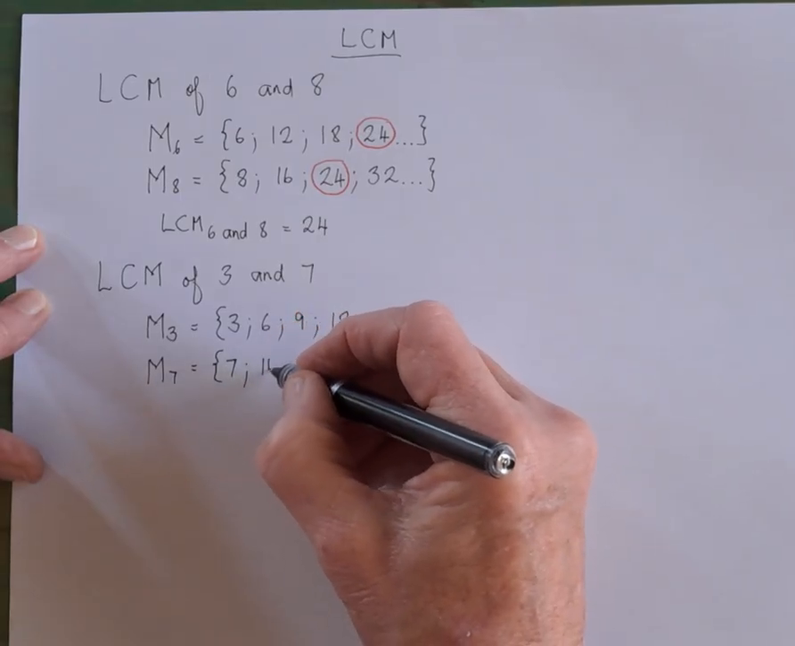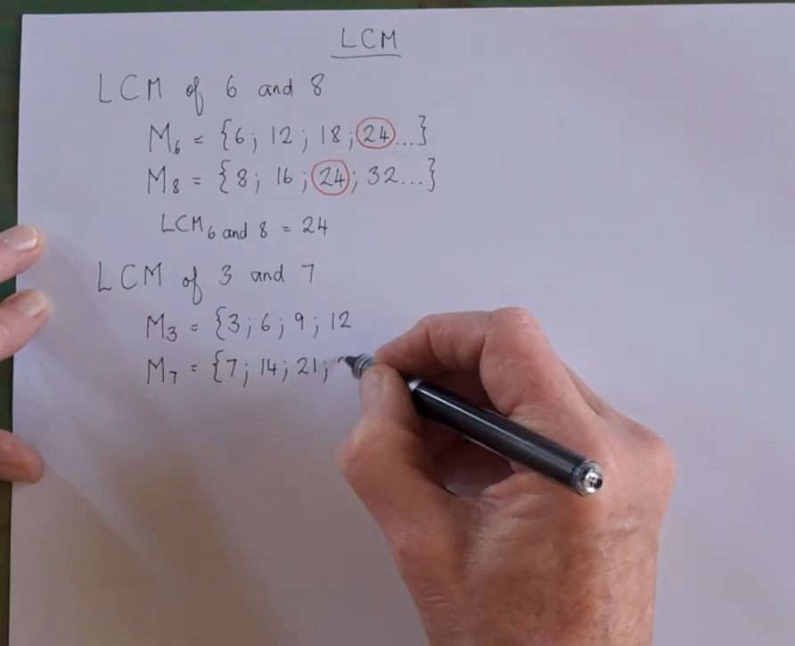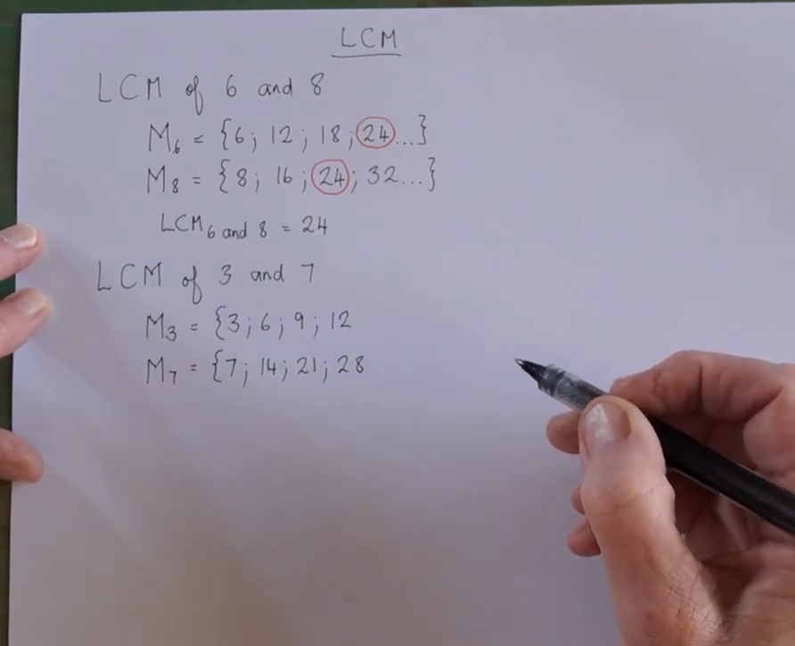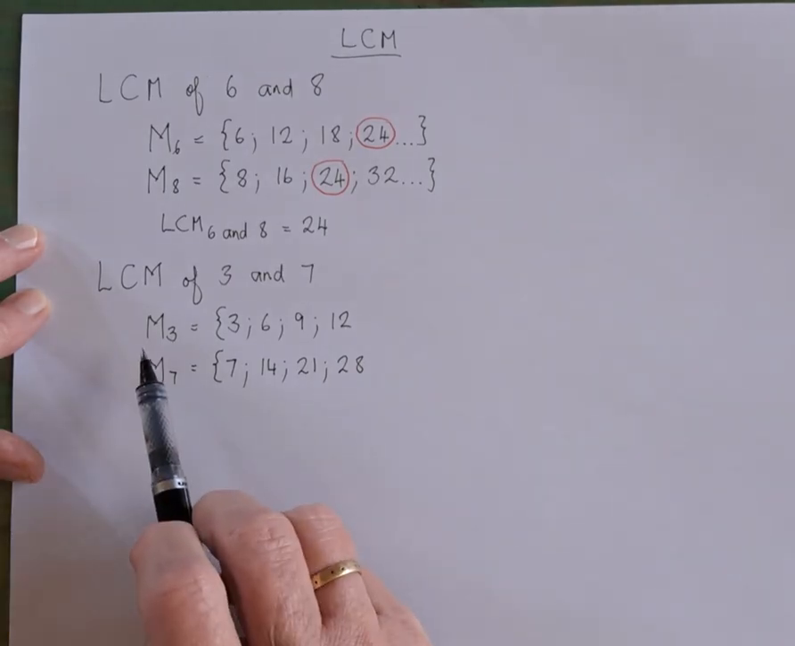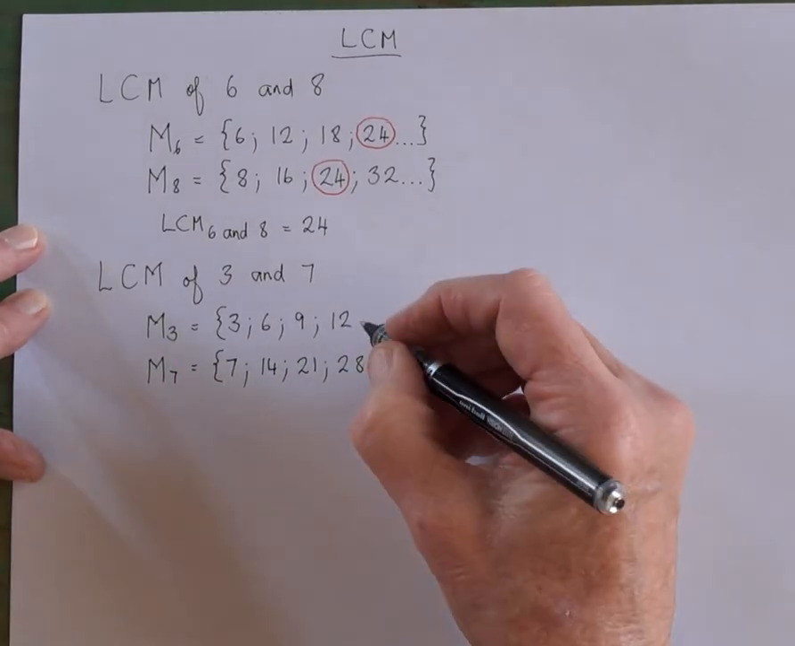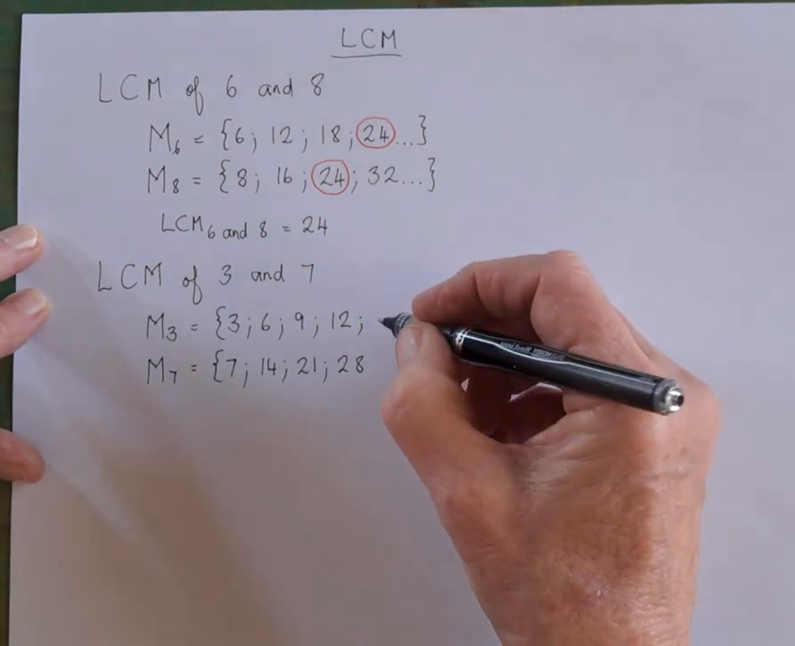7, 14, 21, 28. All right, and if we have a look at that, we haven't found a multiple of 3 and 7 that is common yet. So then we go back to the 3s and we say, okay, let me do another 3 or 4 of them.